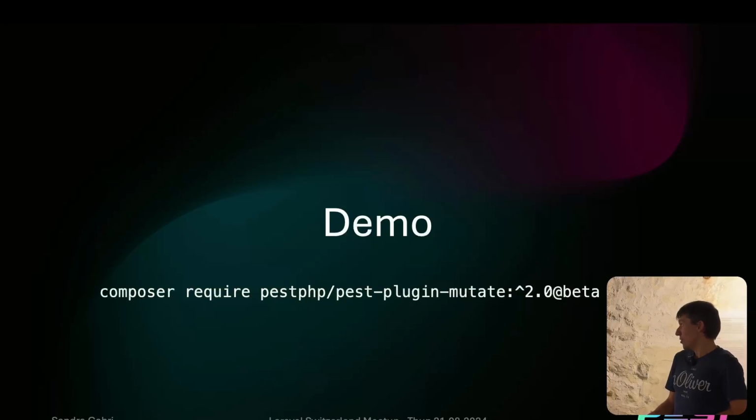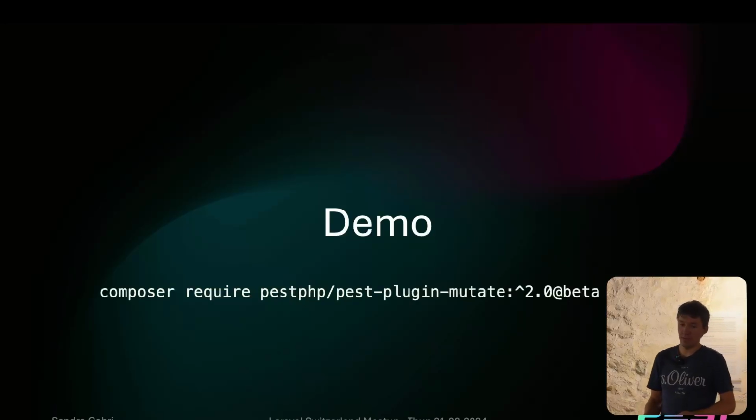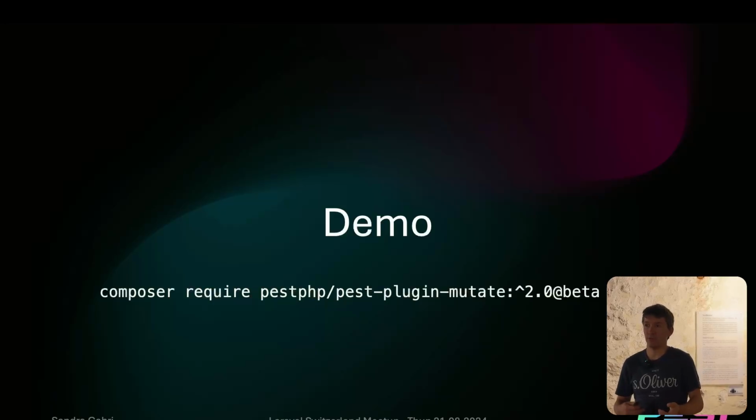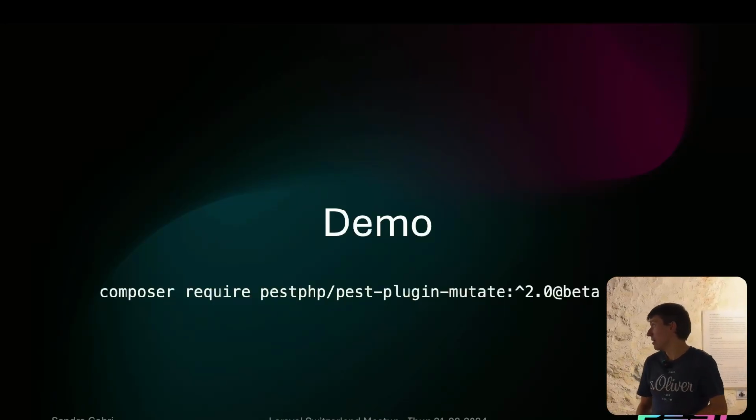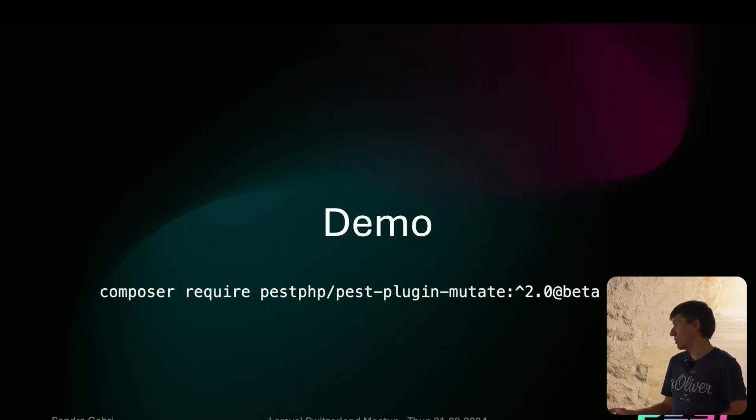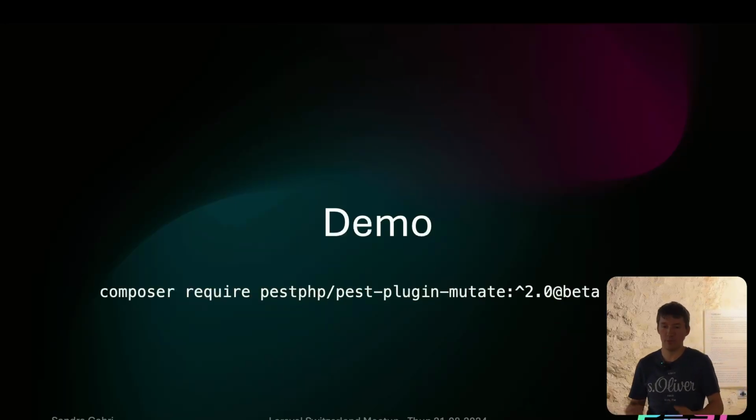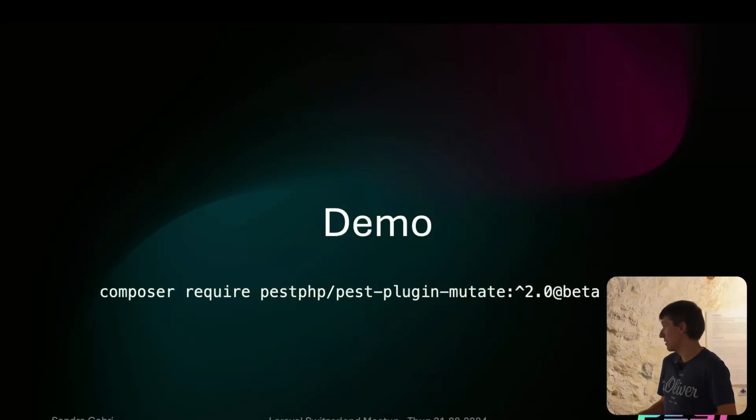Now, our next demo, we are using the Pest plugin Mutate. This is a plugin for Pest PHP. You have to install it on top of Pest. Here we are using version 2 as beta because the stable release will be together with Pest v3 next week at Laracon US.